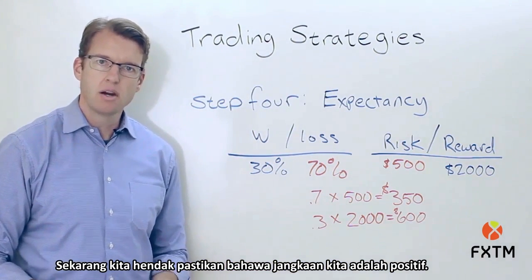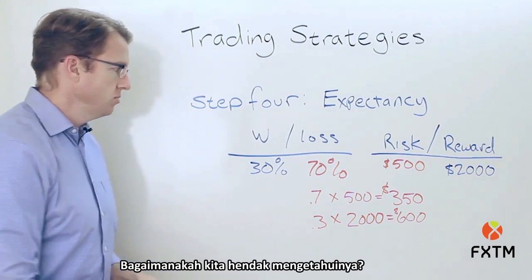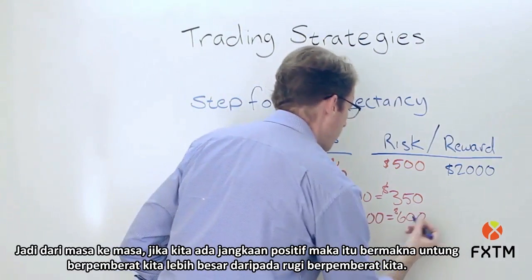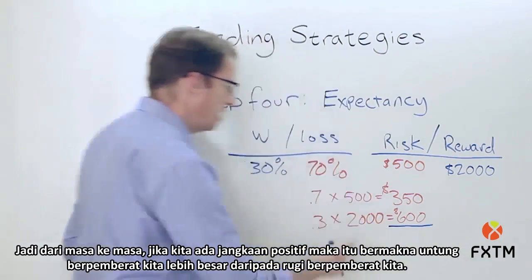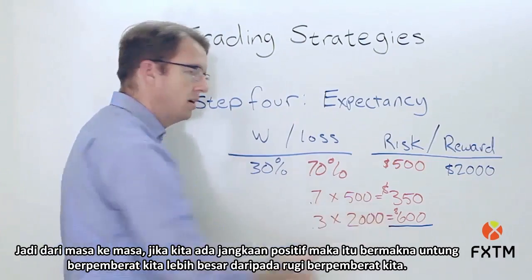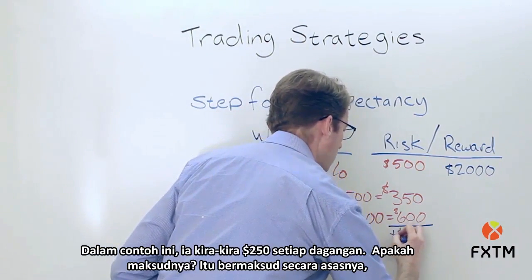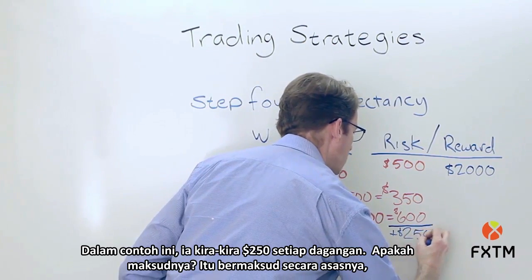All right, now what we want to do at this point, and our objective here, is to make sure that our expectancy is positive. So how do we know? Well, all we need to do is just net these two numbers out. Over time, if we have a positive expectancy, then that means that our weighted winner is larger than our weighted loser. So in this case, it is to the tune of about $250 per trade.